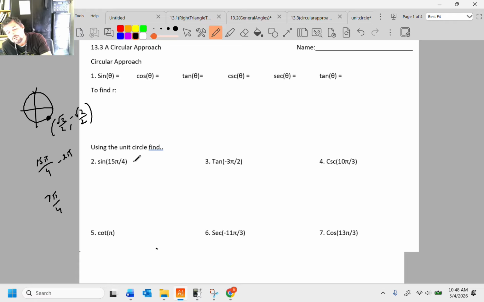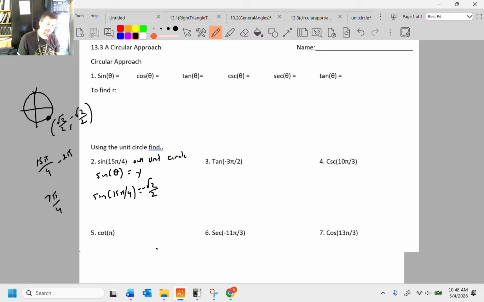Now, on the unit circle, the sine of some angle is simply the y value. And the y value here is negative root 2 over 2. So the sine of 15 pi over 4 is negative root 2 over 2. Now, why did I take away 2 pi? Because of coterminal angles.